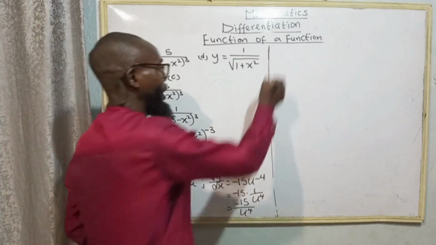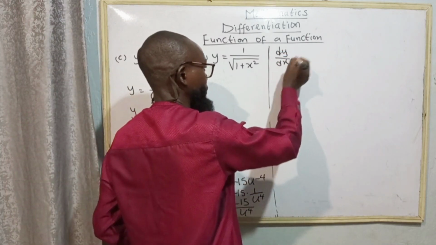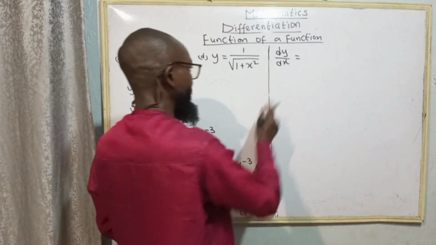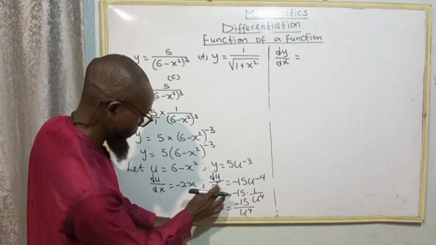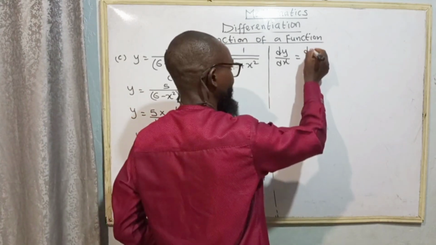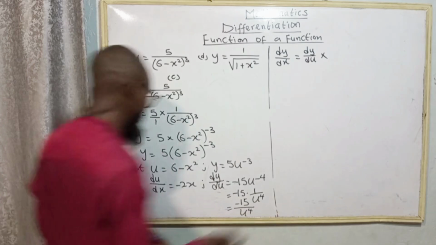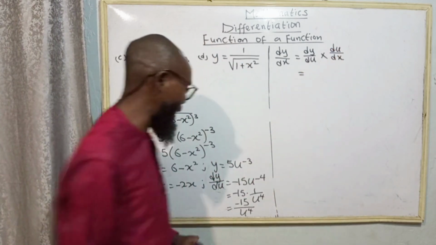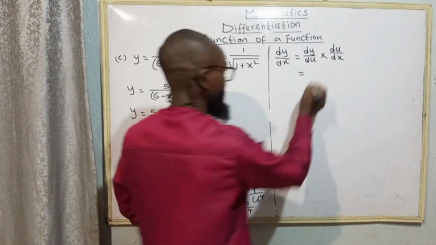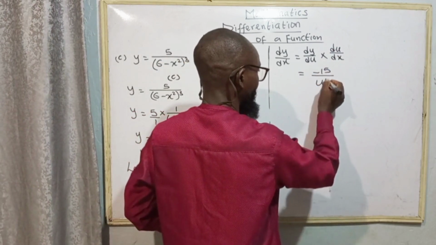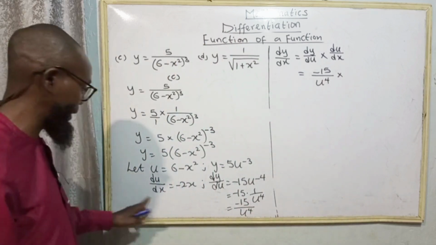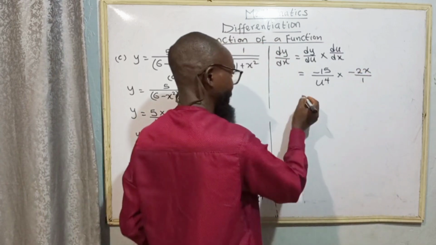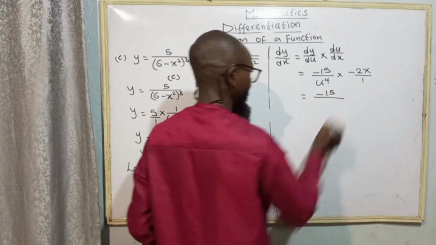Now we get the value of our dy/dx to be equal to dy/du, sorry, dy/du multiplied by du/dx. Now my dy/du is minus 15 over u raised to power 4, multiplied by du/dx, minus 2x over 1.